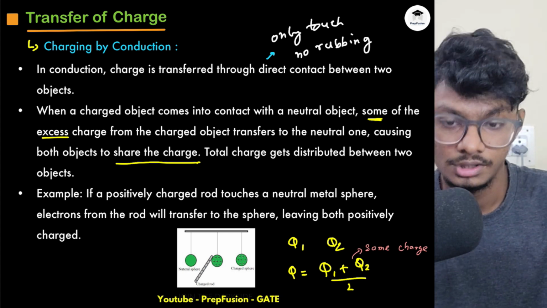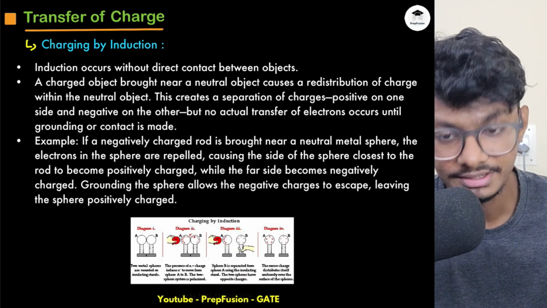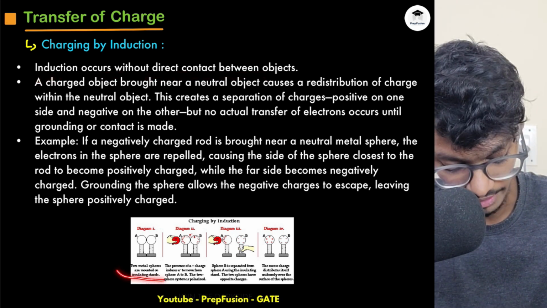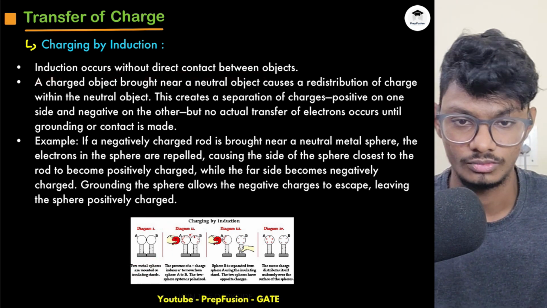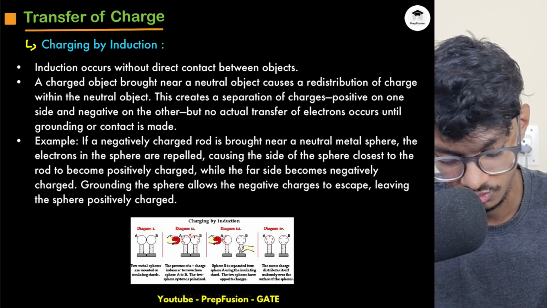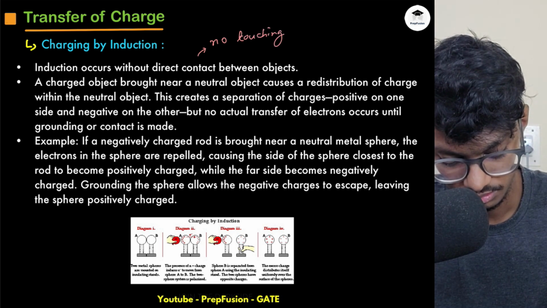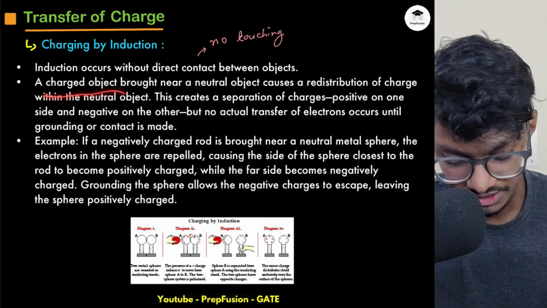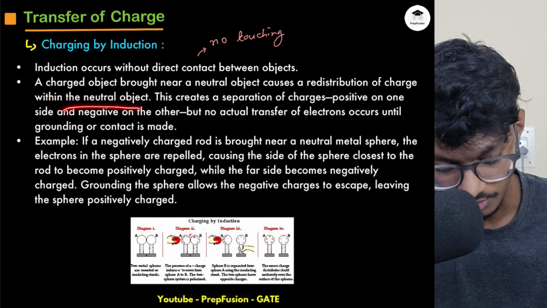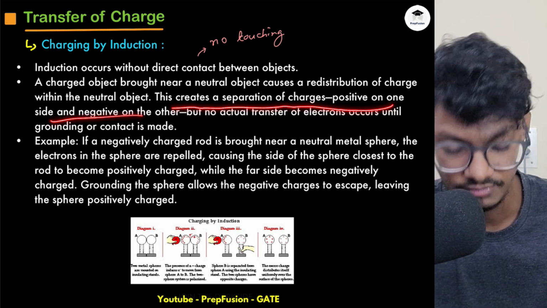Okay, now there is another method known as charging by induction. What does charging by induction mean? Induction occurs without direct contact between objects. So I will not make the objects directly in contact with each other. That means there is no touching. A charged object brought near a neutral object causes a redistribution of charge within the neutral object. This creates a separation of charges, positive on one side and negative on the other side.